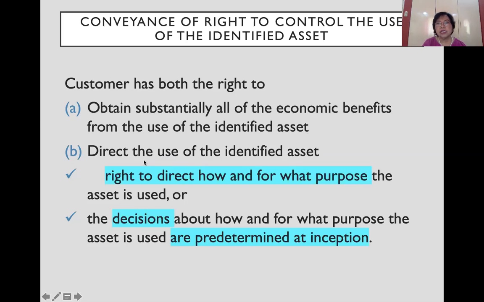And that customer can direct the use of the identified asset. So that means that the customer obtains the right to direct how and for what purpose the asset is to be used. Therefore, if it is the customer that makes a decision as to how the asset will be used and how the asset will contribute to inflow of economic benefits to its business, then the customer receives the right to control the use of the identified asset. Also, the decisions about how and for what purpose the asset is used are actually predetermined at the inception of the contract.